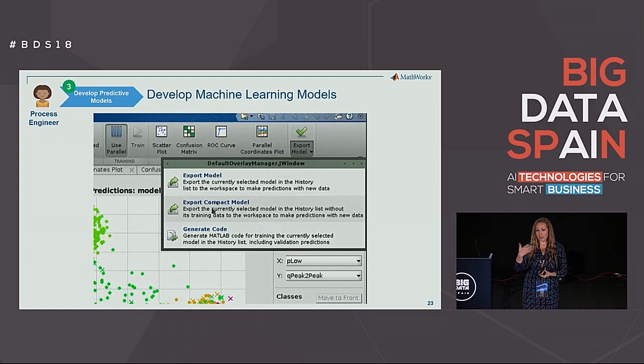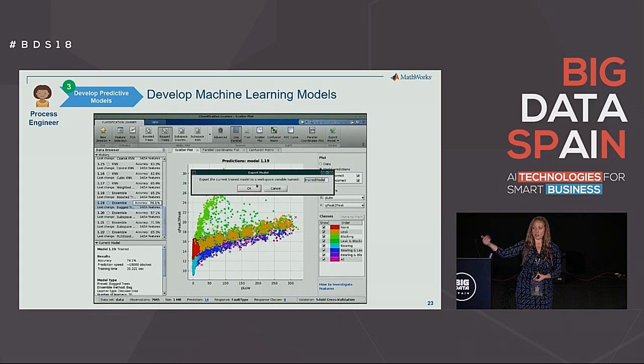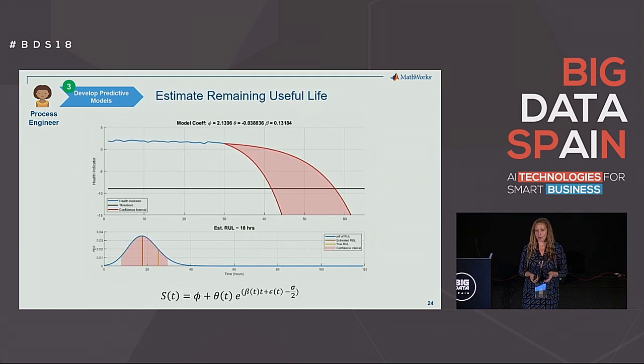But at this point, I'll just save out the model, and then I can use it in the next step to start predicting on the real data. And so that takes care of the classification problem.